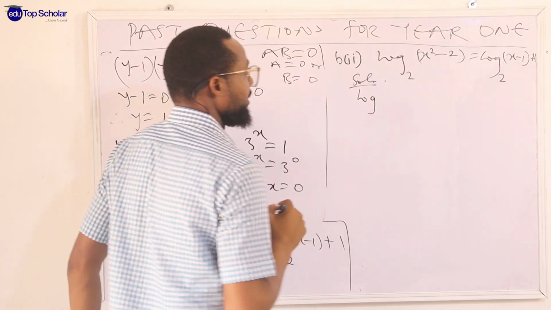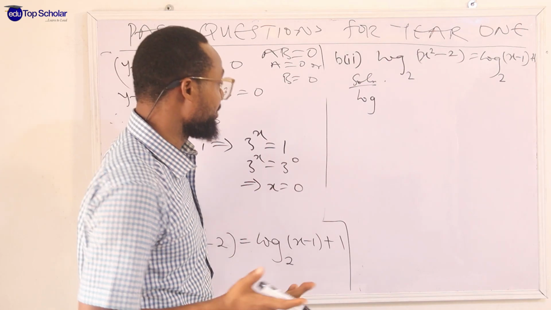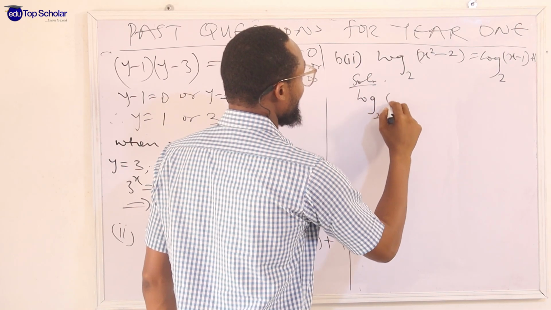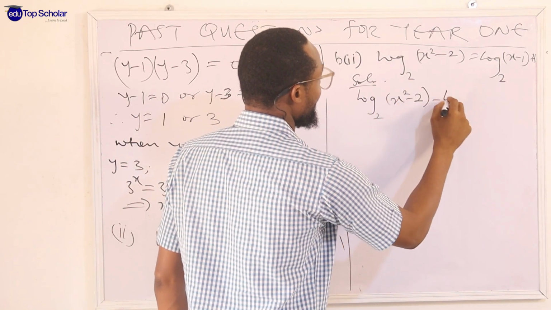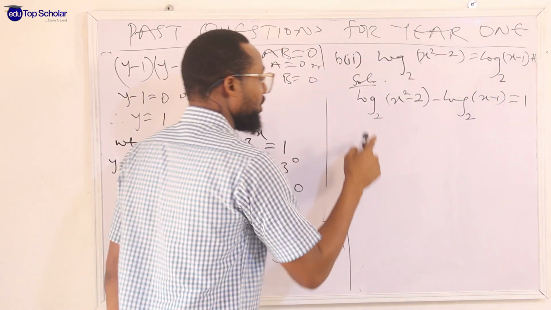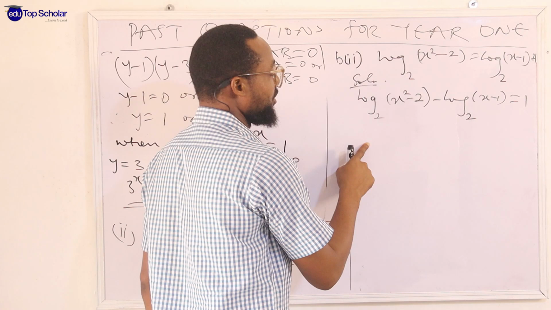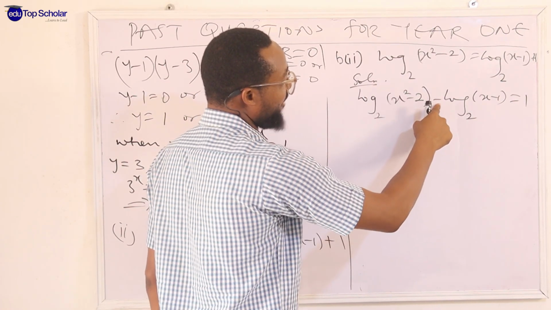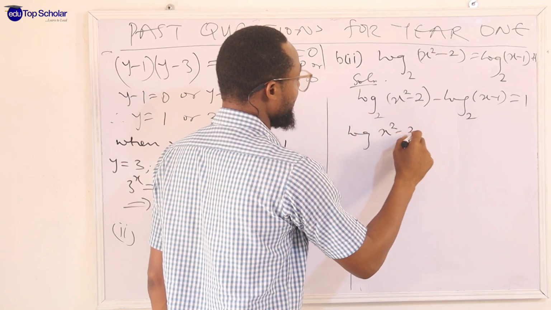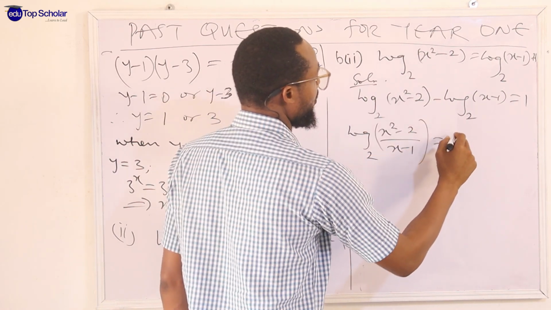Solution. I think in the past I had a lecturer who, if you don't write solution, will not assume that you have started solving the problem. So I got used to that. So we have log of x squared minus 2 minus log of x minus 1 base 2 equal to 1. Because of the common base, we can perform an operation here using one of the laws of logarithm. Here we have minus, and minus means division. Therefore, this will be log of x squared minus 2 over x minus 1, all to base 2, equals 1.